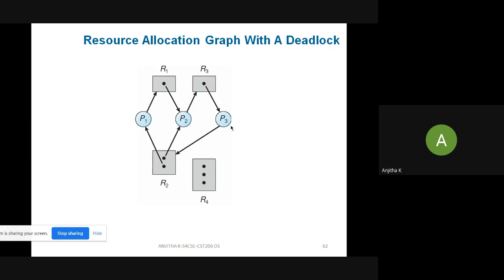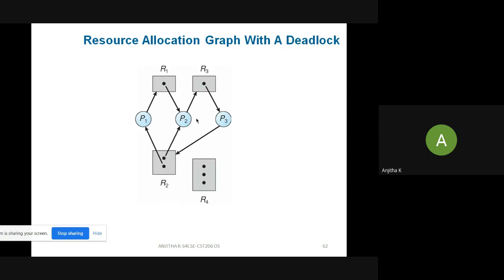Okay, so here there are two cycles. See this, one cycle is P1, R1, P2, R3, P3, R2 and P1. Look, this big cycle starts from P1 and comes back to P1. The next cycle starts from P2. See, P2, R3, P3, R2, P2. This one. Okay, one is this one and another is starting from P2, this cycle. So there are two cycles here. Okay, so here there is a deadlock.